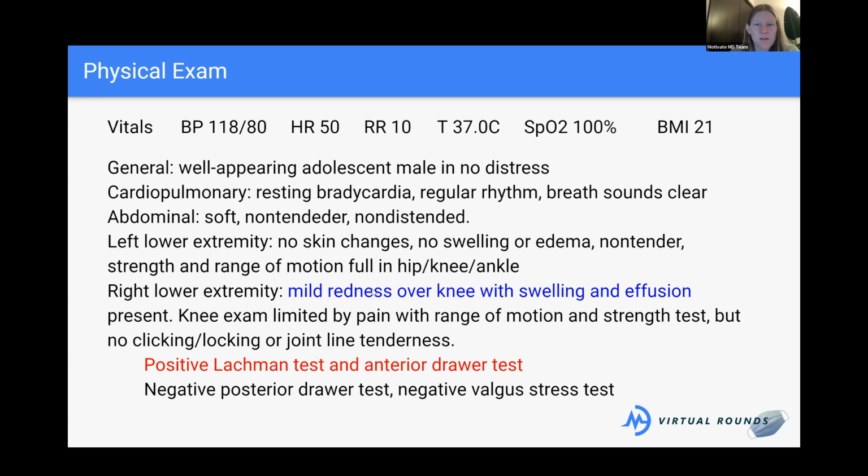But it's basically just when you palpate the joint that you can actually feel or like milk out some of the fluid from the joint space that wouldn't otherwise be there. His knee exam is also limited by pain.